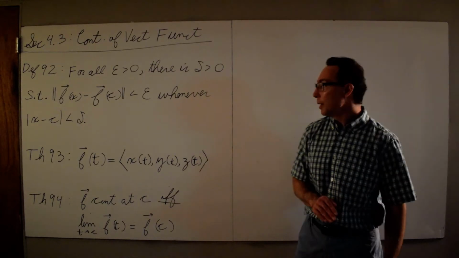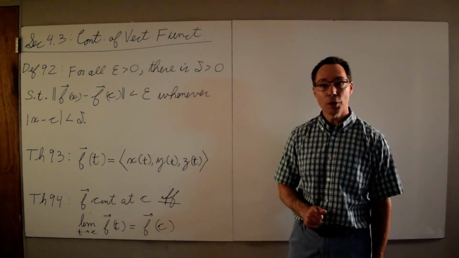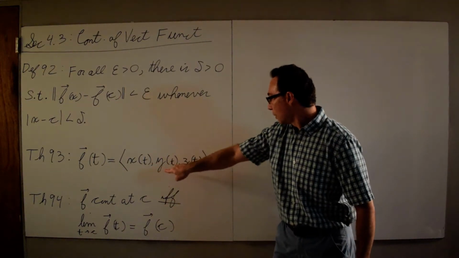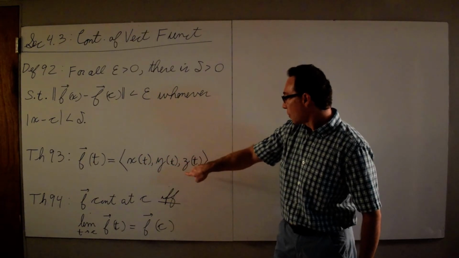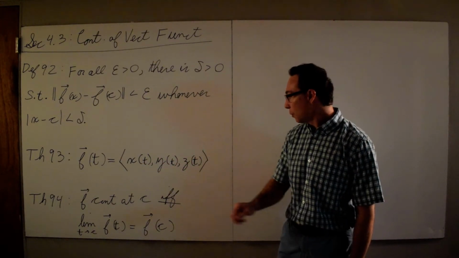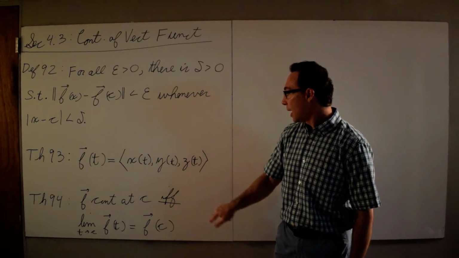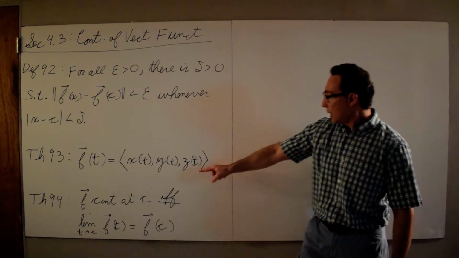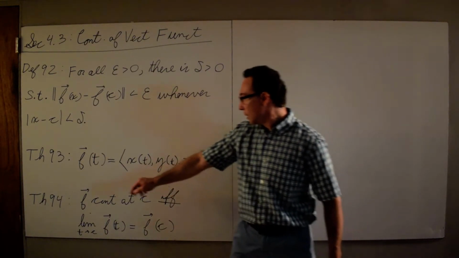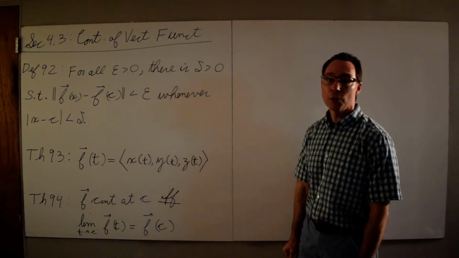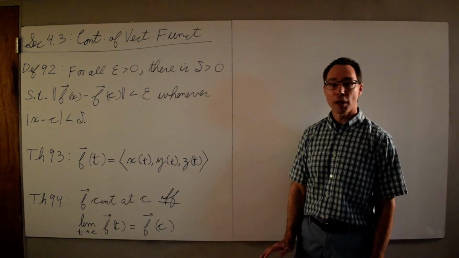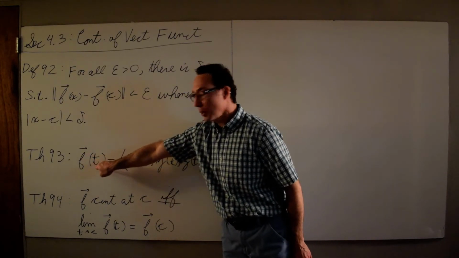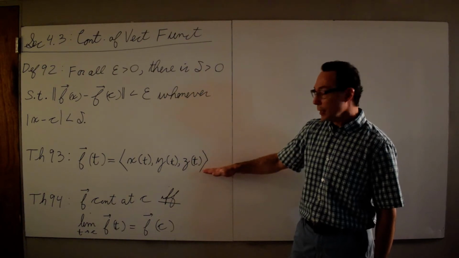Now, here's something nice. Theorem 93 says, let's suppose we take a function and we define it in terms of component functions right here. If all of your component functions are continuous at c, then your function is continuous at c. So wherever each one of these are all continuous, this function will be continuous at those same places. Remember, f is a vector valued function. It takes a real number, in this case our variable t, and it makes a vector.